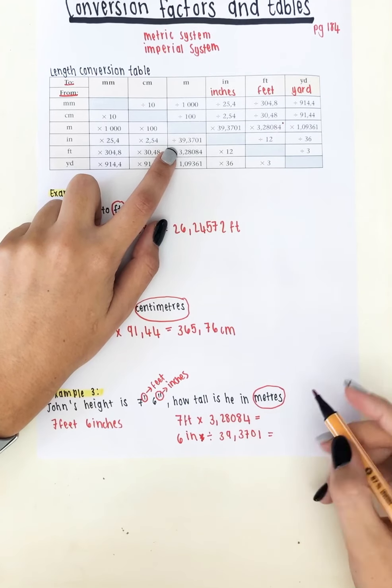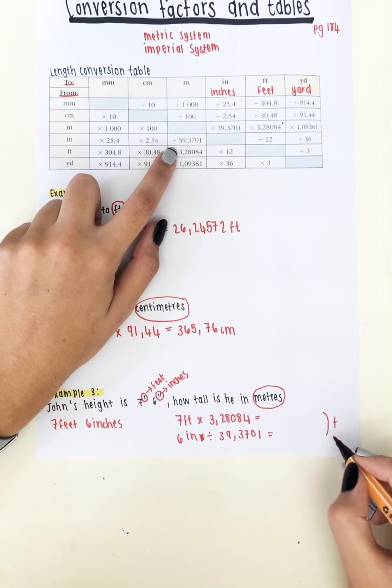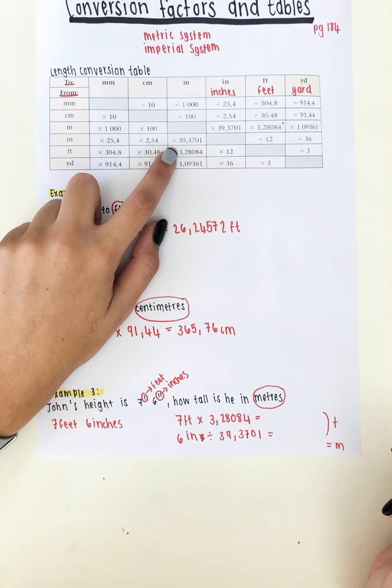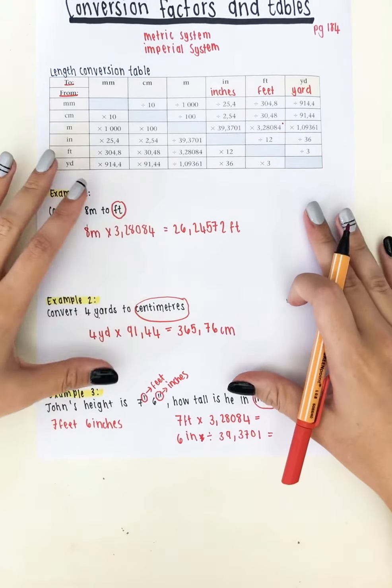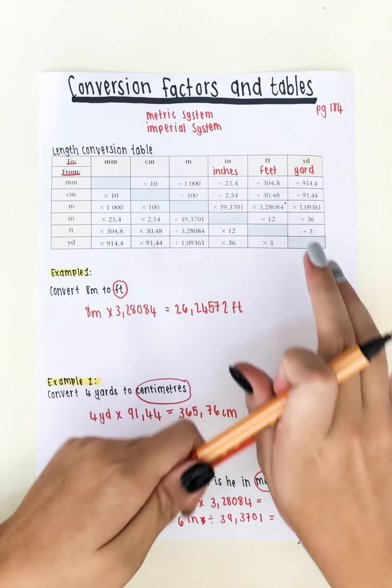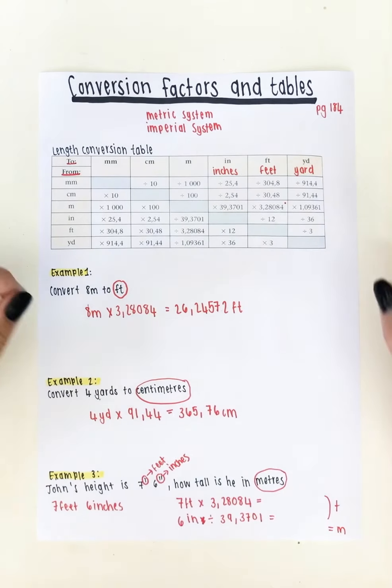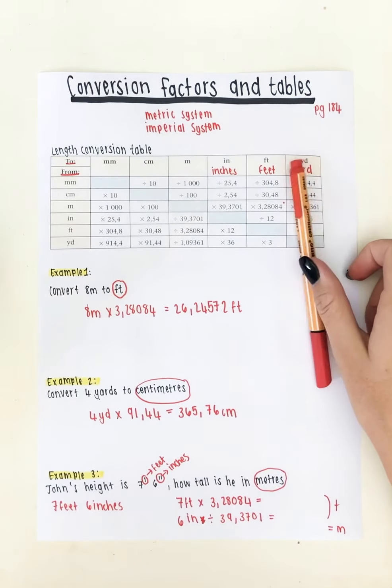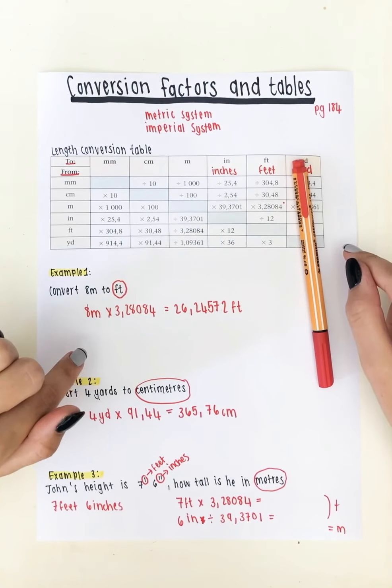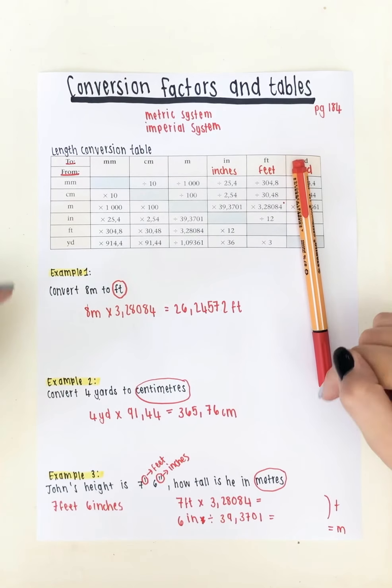Okay, and then I just add those two together to get how much it is in meters. Okay, so you guys are going to do a recipe assignment where you're going to find an American recipe and convert it into a South African recipe.